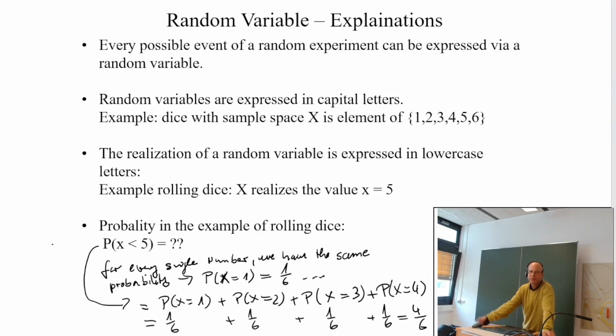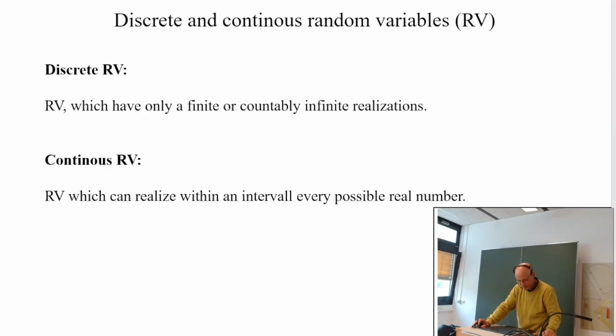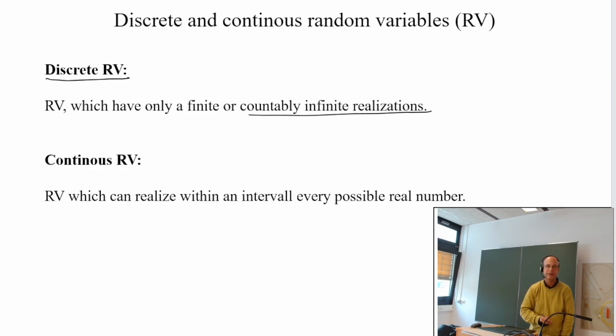Maybe in your introductory courses you have also flipped coins or drawn cards, I don't know, something like this. But then we have to distinguish: what we have when we are rolling dice is a finite or countable set of realizations. So for example, if the possible realizations are the natural numbers, then there is, of course, an infinite amount of natural numbers, but they are countable: 1, 2, 3, 4, 5, 6, 7, and so on. And this we call a discrete random variable.